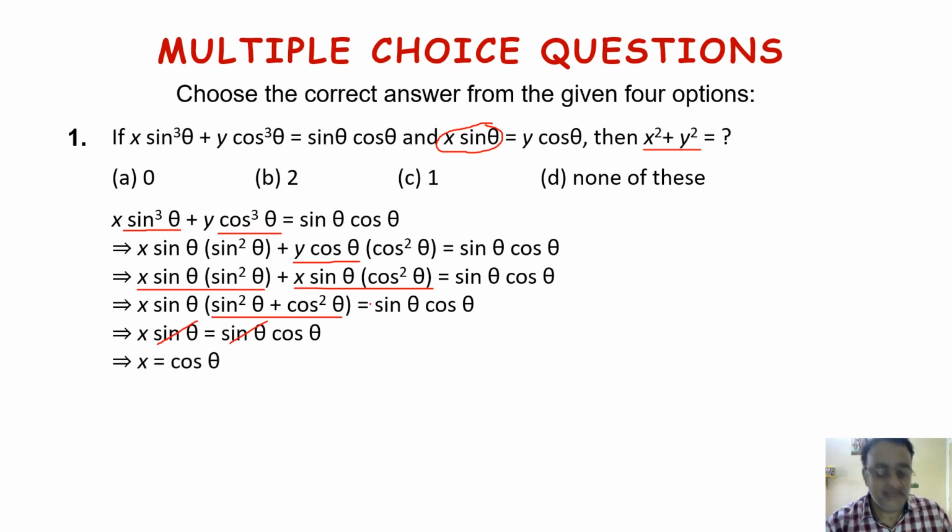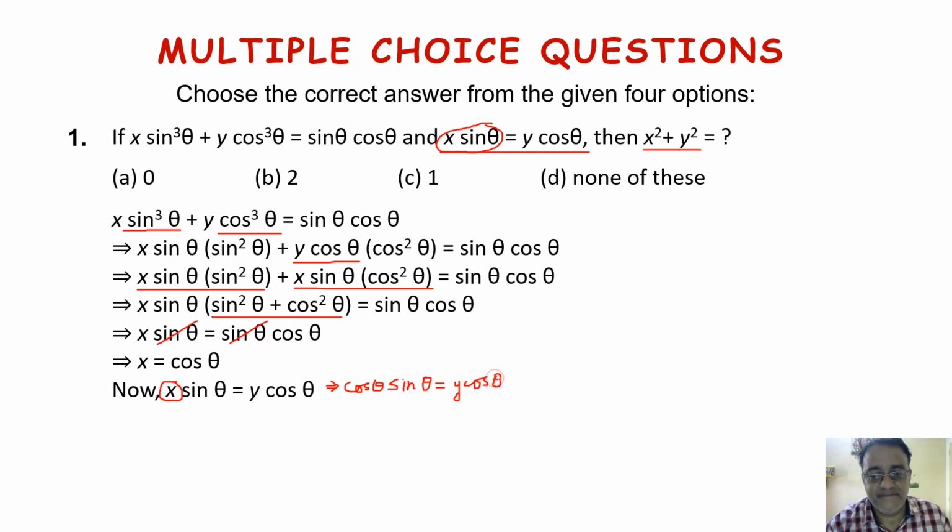Right. Now what is given, that x sin theta is equal to y cos theta is given. So what we will do, we will substitute the value of x. Right. If we substitute the value of x, what will you get? Cos theta sin theta is equal to y cos theta. Right. So is something cancelling here? Cos theta. Right. So we'll get y is equal to sin theta.